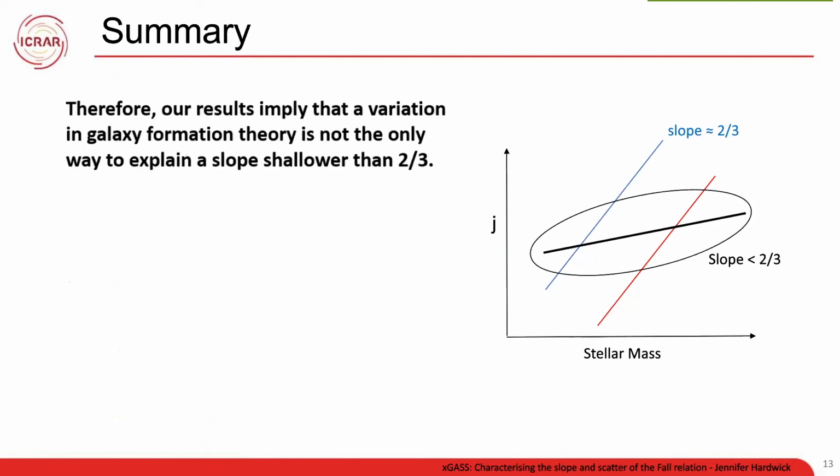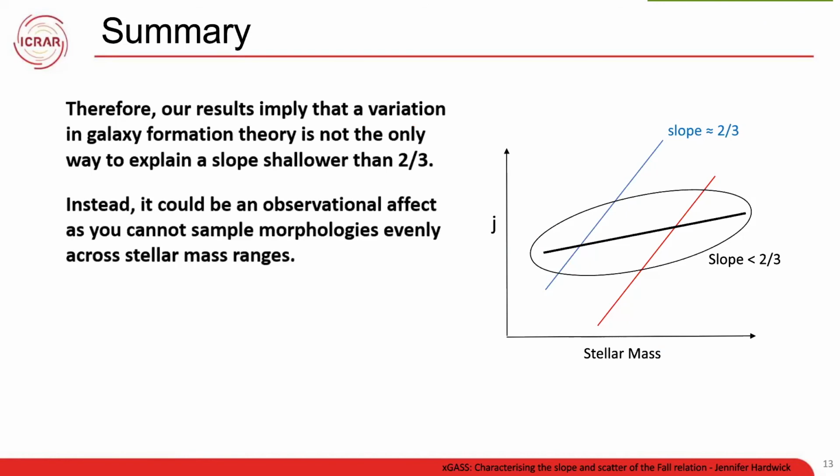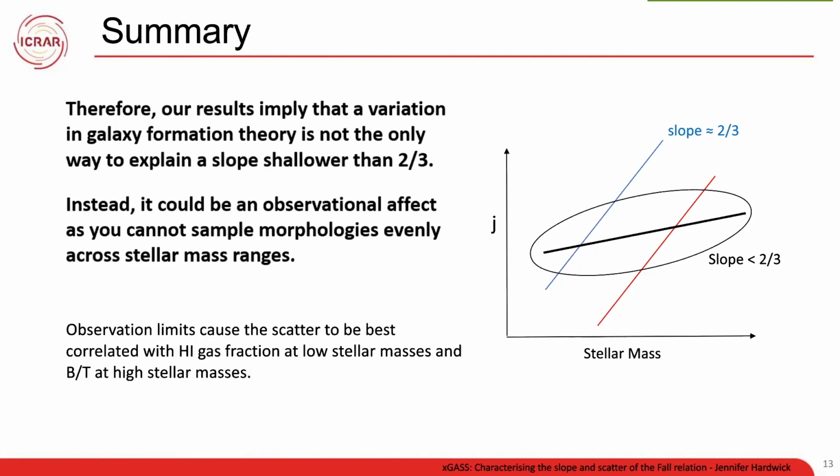So therefore, our results imply that we don't need to have this variation in galaxy formation theory in order to explain the slope of less than 2/3. It can just be this observational constraint. And also, because of these observational limits, we are better able to distinguish between these different morphologies with HI gas fraction for the lower stellar masses and bulge to total ratio for these higher stellar masses.